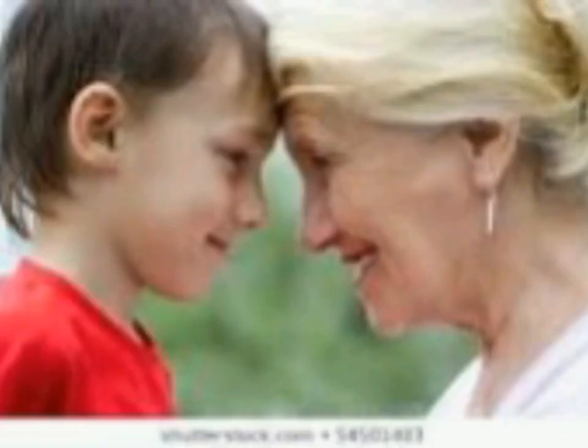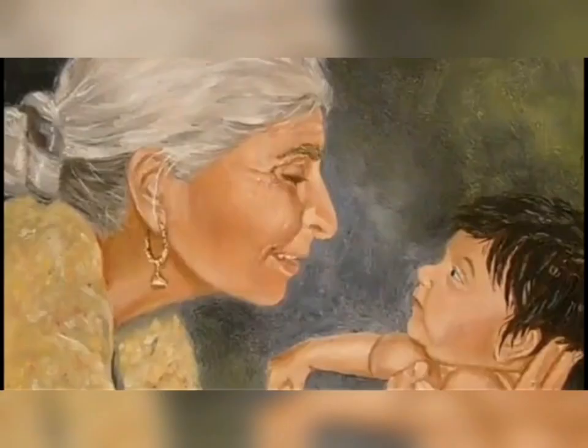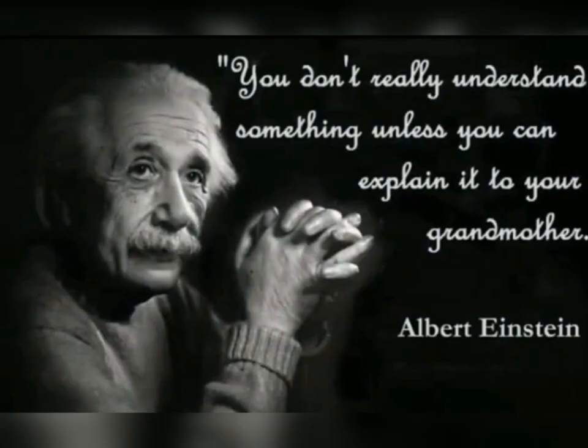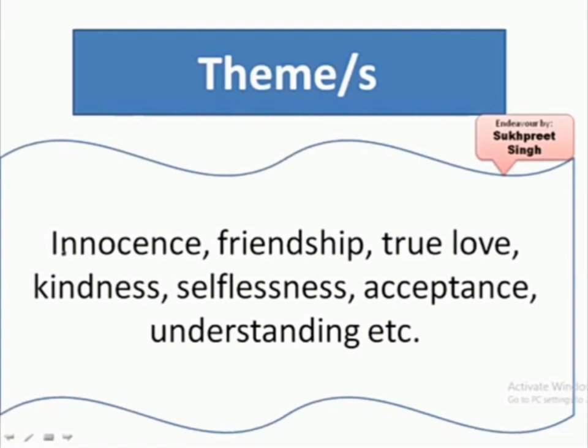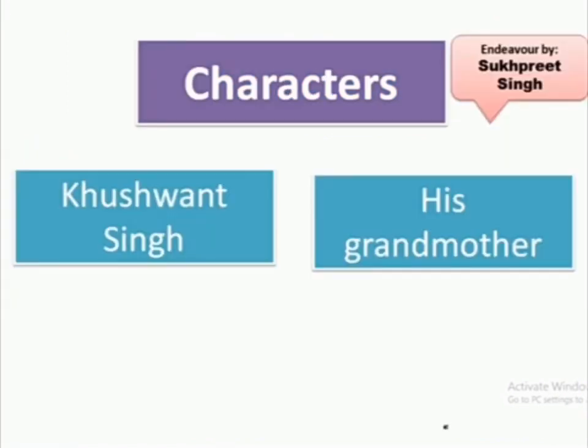The story gives a picture of human relationships. It is a realistic account of how the grandparents give all their time, attention, and love to their grandchildren. This is the theme of the lesson. Now, coming to the characters in the lesson, there are two protagonists in the lesson. The one is the author, Khushwant Singh, and the other is his grandmother.